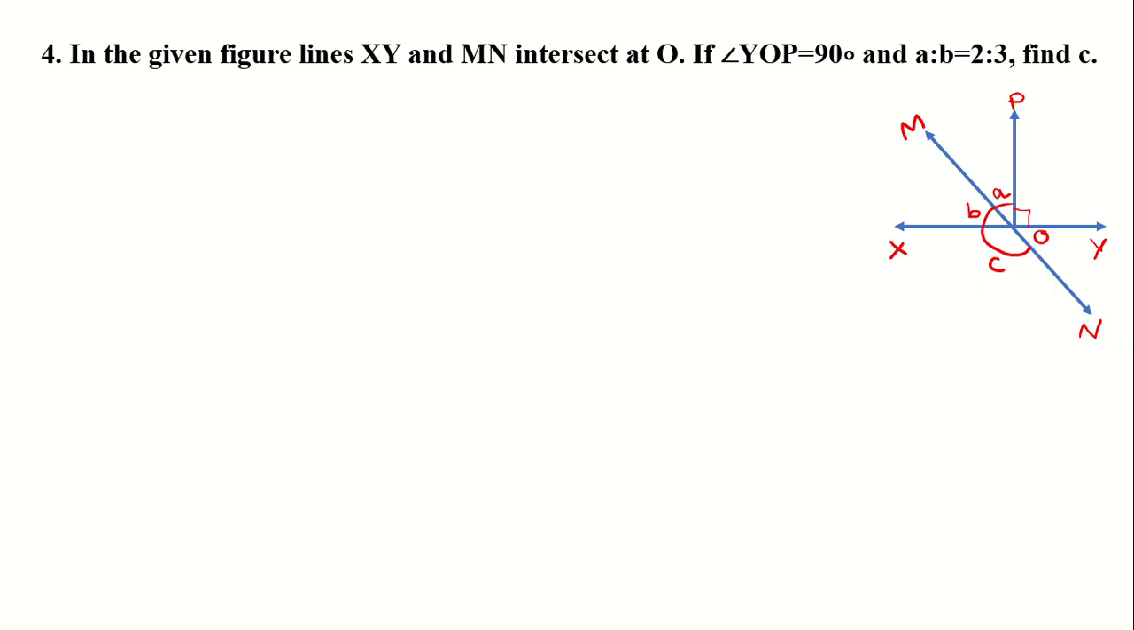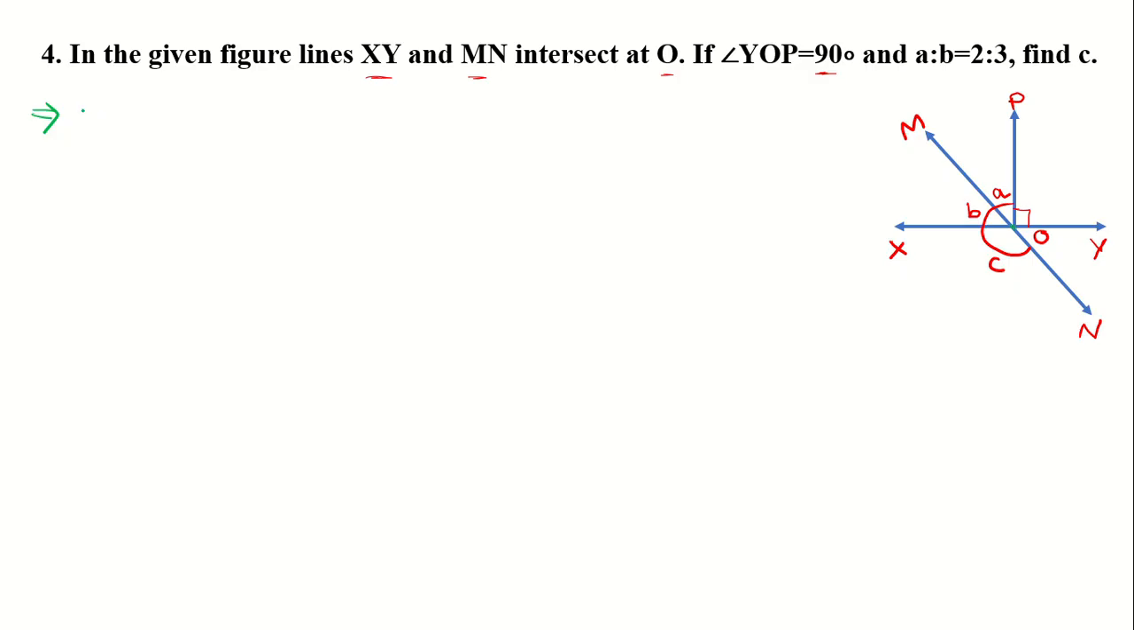See here, this is the fourth question. The question says that in the given figure, lines xy and mn intersect at point O, and it is given that angle YOP is equal to 90 degrees and A and B are in the ratio 2:3, find C. So you need to understand that xy and mn are two lines which are intersecting at point O. This is the given figure. So quickly let's move to the solution.